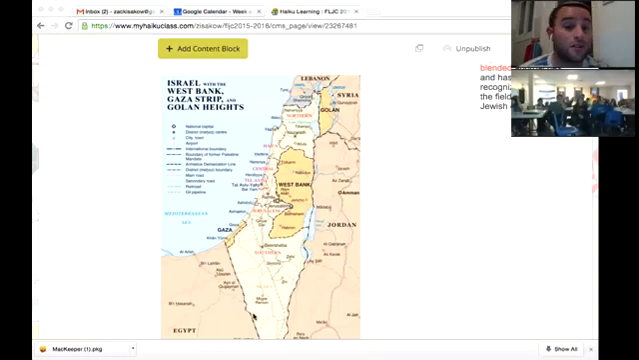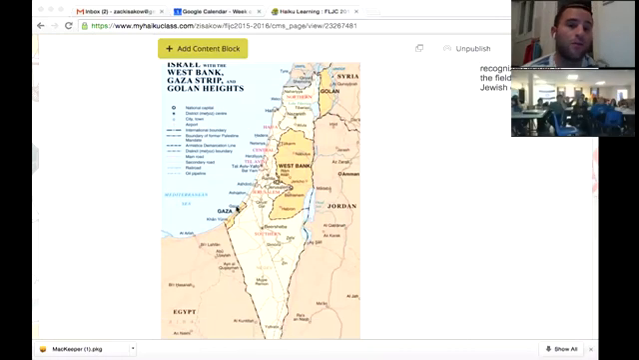So this is a map of Israel. Very important. Raise your hand if you've seen a map of Israel before. Okay, raise your hand if you've seen a map this detailed of Israel. Great. Raise your hand if you understand what this detailed map means.